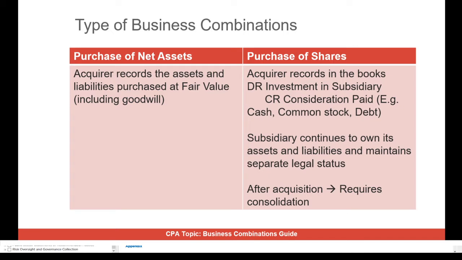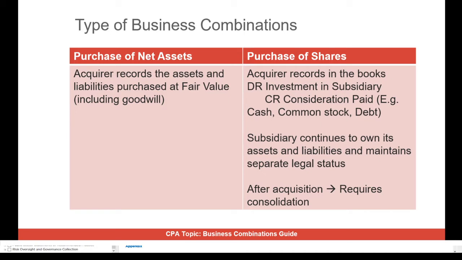So on the left side, we have purchase of net assets, which is the acquirer records the assets and liabilities purchased at fair value, including the goodwill. So you're only purchasing the assets and liabilities at fair value. The other is you're purchasing shares, where the acquirer is recording in the books debit investment in the subsidiary, credit the consideration paid, right? And then the subsidiary continues to own its assets and liabilities and maintains a separate legal status, their own financial statements. But we're just talking about the parent company side, okay?